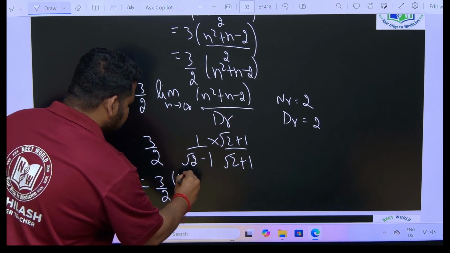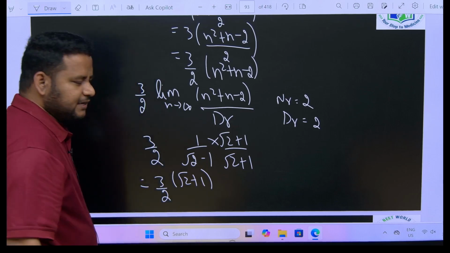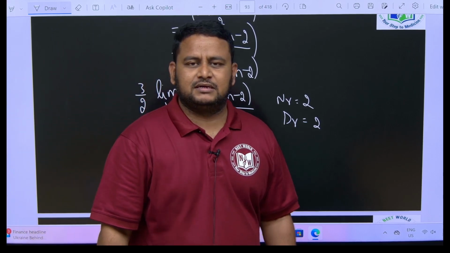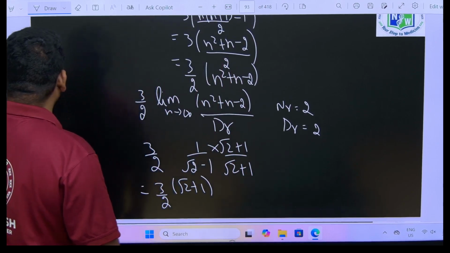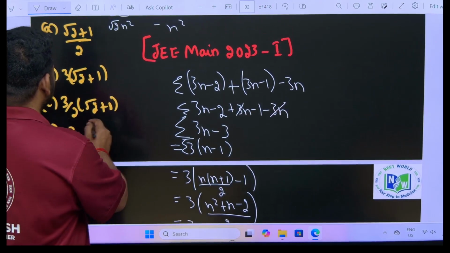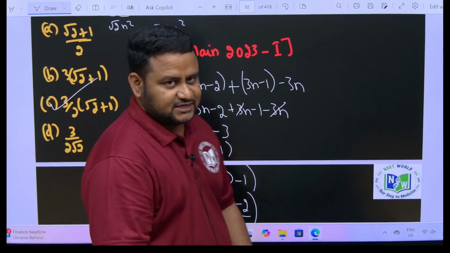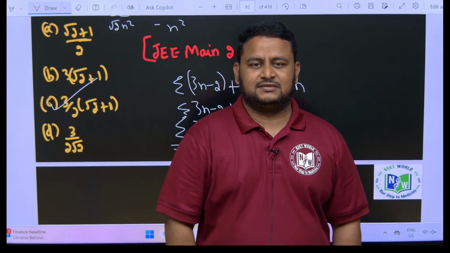into root 2 plus 1. 3 by 2 into root 2 plus 1. Got it? 3 by 2 into root 2 plus 1. So that answer is which one? Let us see. 3 by 2 into root 2 plus 1, that is option C. That is option C. Got it, friends?